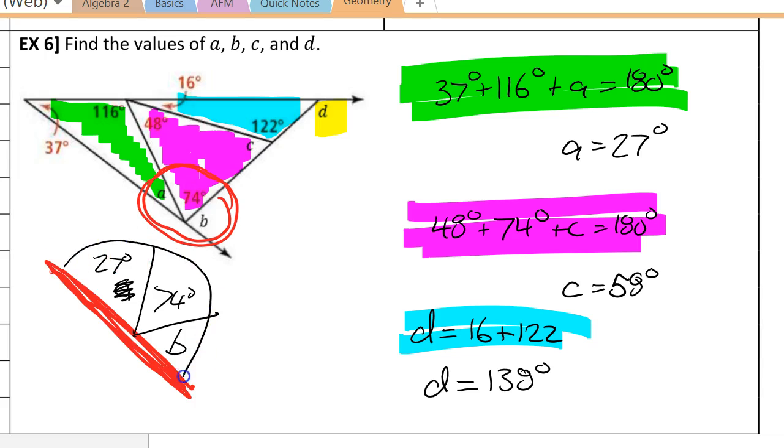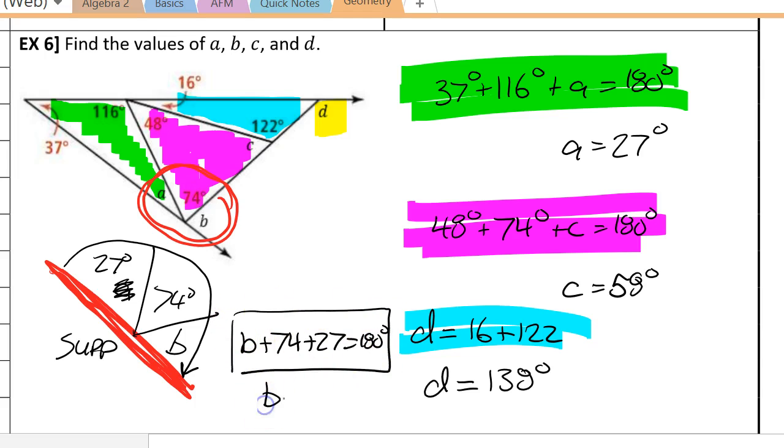All of these together are on that straight line, which means that they are supplementary, which means that B plus 74 plus 27 equals 180 degrees. When I simplify that down, solve it, B is equal to 79 degrees. 3 triangle theorems, interior, interior, exterior, and then supplementary angles helps us solve this problem.